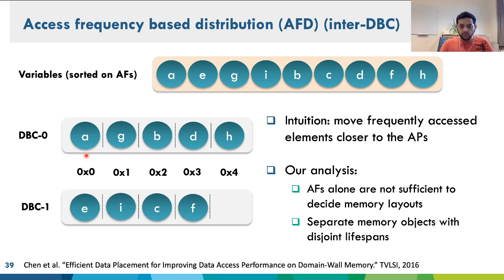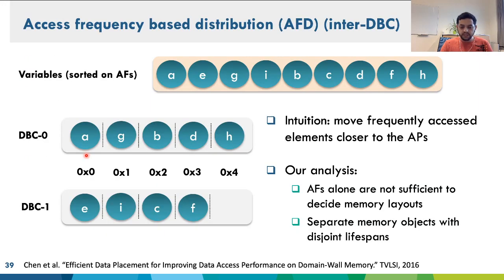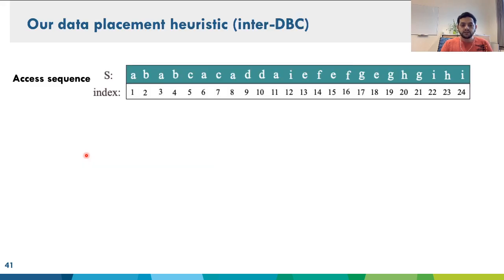But when we did our analysis of bigger traces and real world applications, we found that access frequency alone is not sufficient to decide which DBC to place a memory object in and where exactly within a DBC. We found that if you do the lifespan analysis or timing analysis of the memory objects, you can come up with better memory layouts. That's exactly what I'm going to talk about in the next slides.